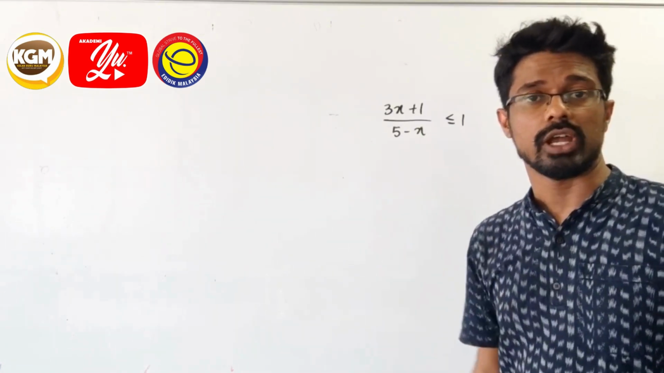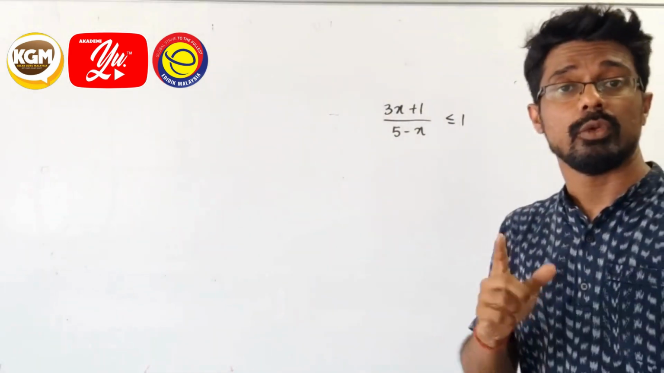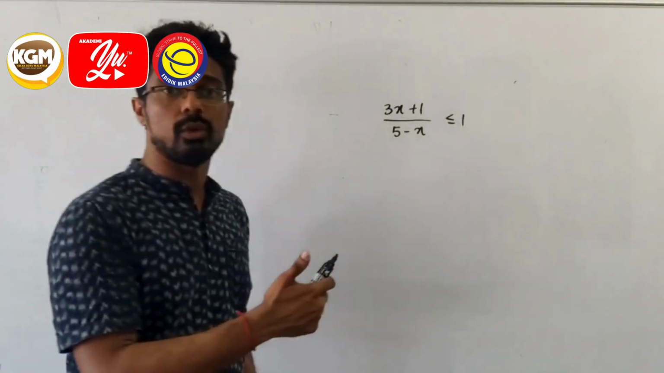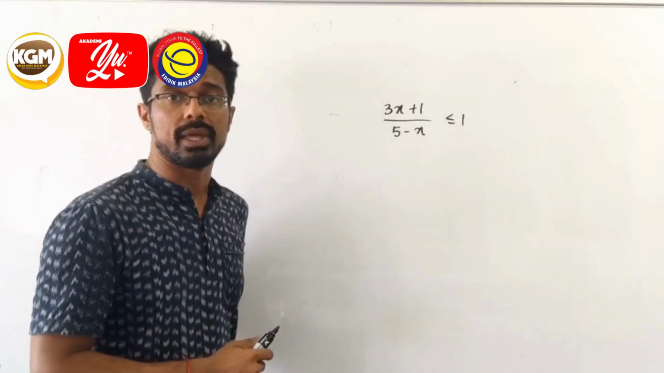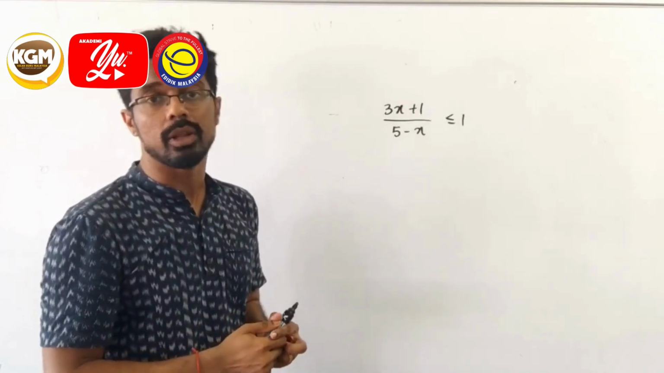So what are we going to try to solve? We want to solve ratio inequality. As you saw previously, for quadratic inequality we use the graphical method. For ratio inequality, we use something called a table of sign.